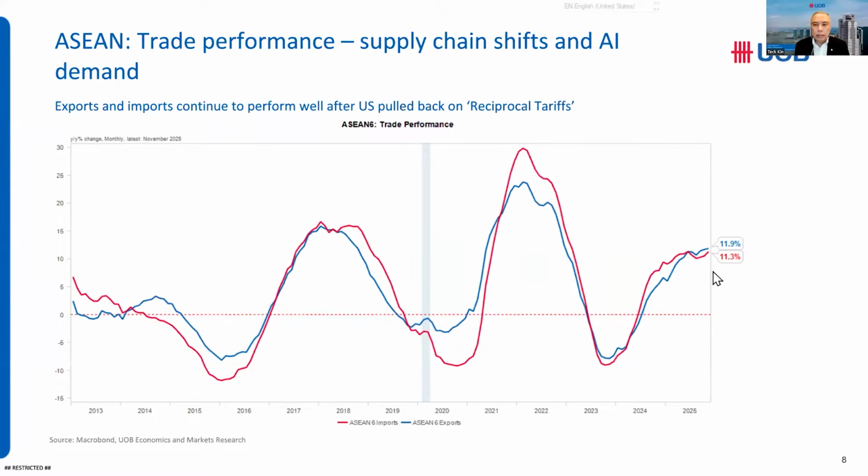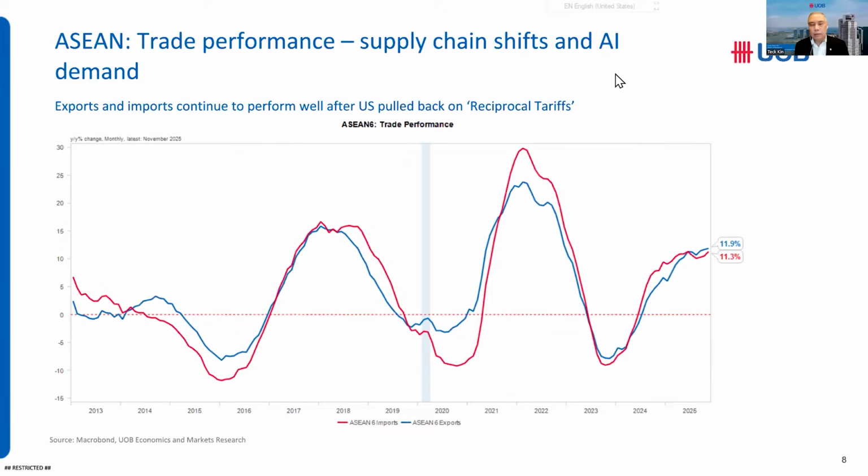Now, why is it that we are performing so well? Partly because of these supply chain shifts. You talk about these supply chain shifts coming out from China and then selling to the US, and we are seeing all this investment coming in because companies want to set up factories here. Later I'll show you some numbers to prove this point. And also, of course, the other one is the AI demand, right?